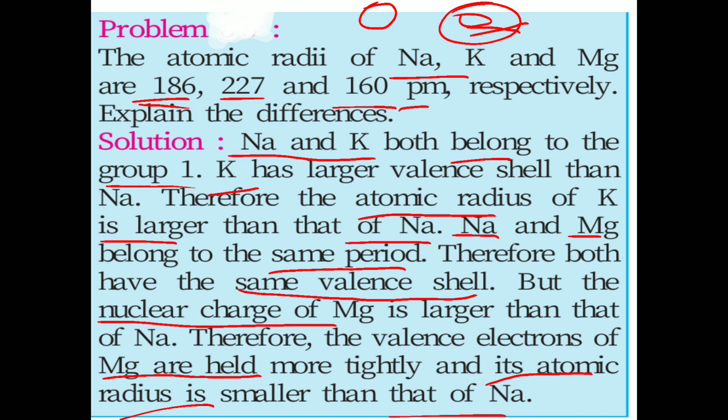In short, sodium and magnesium have the same number of shells, that means the distance is the same, but as the number of valence electrons is different, they have a different shielding effect, and due to this the atomic radius decreases across the period. That means sodium has the larger atomic radius and magnesium has the smaller atomic radius.